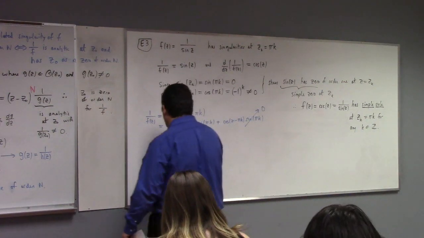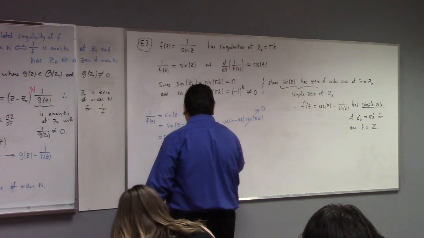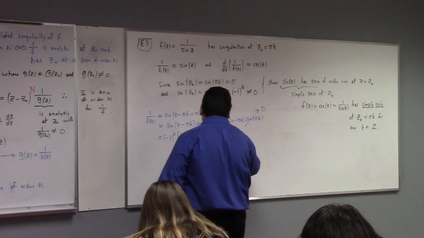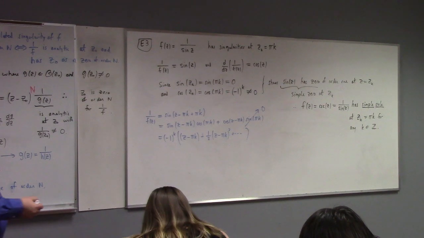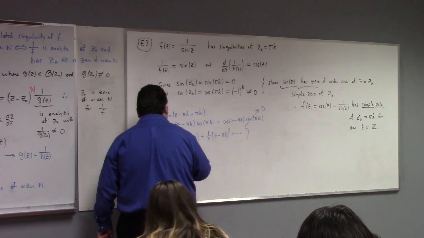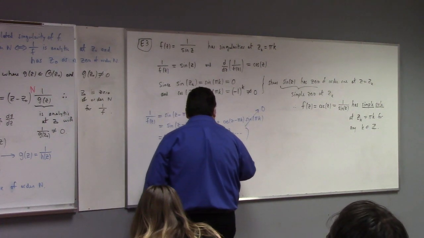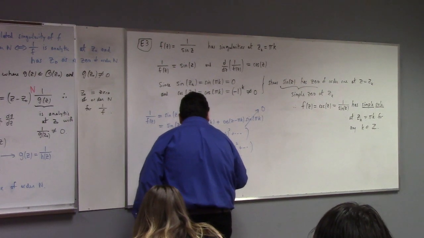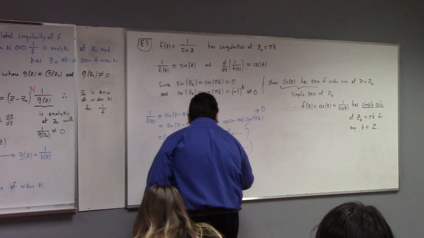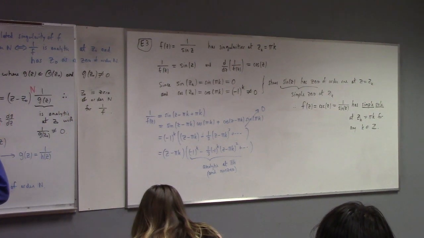And so what we have is minus 1 to the k times z minus pi k, minus 1/3 z minus pi k cubed, and so forth and so on. That shows, right, one more step, I guess. This is z minus pi k times what? Times minus 1 to the k minus 1/3 times minus 1 to the k times z minus pi k squared, plus dot dot dot, right? So this right here is analytic at pi k and non-zero. Which shows again that pi k is a simple, what did I do?